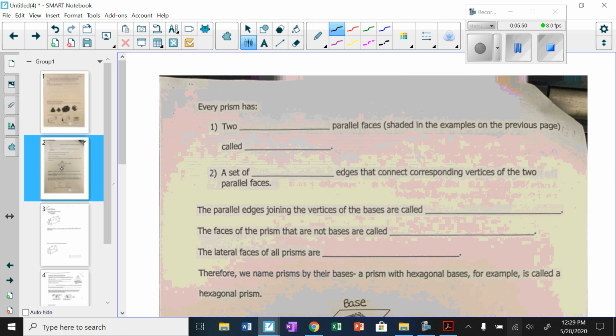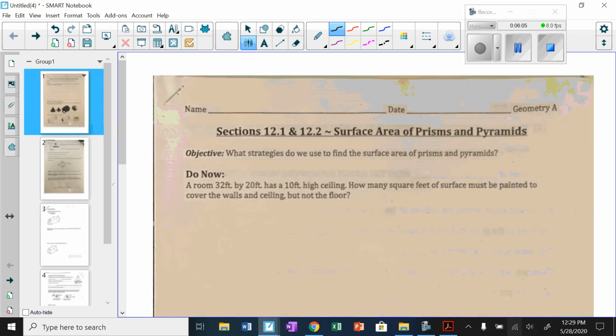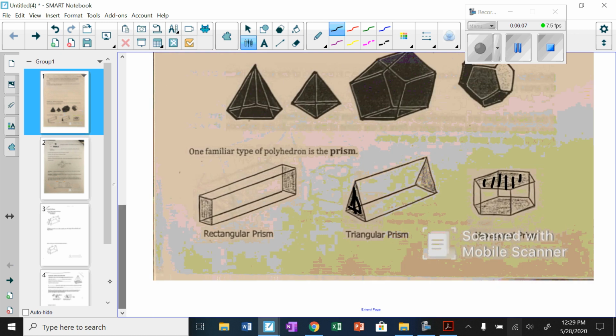Every prism has two congruent parallel faces called bases. So let's just turn the page one more time. If you look at this, the triangles, those are called the bases. And these two triangles not only have to be parallel, meaning they'll never touch, but they also have to be congruent. In the hexagonal prism, these hexagons not only have to be parallel, but they also have to be congruent, the one on top, one on bottom.